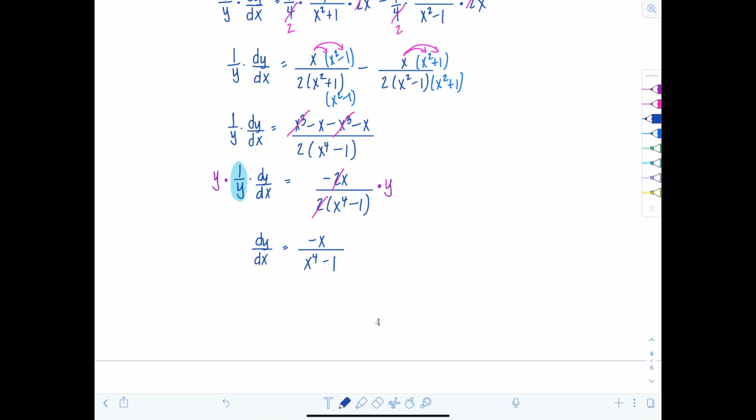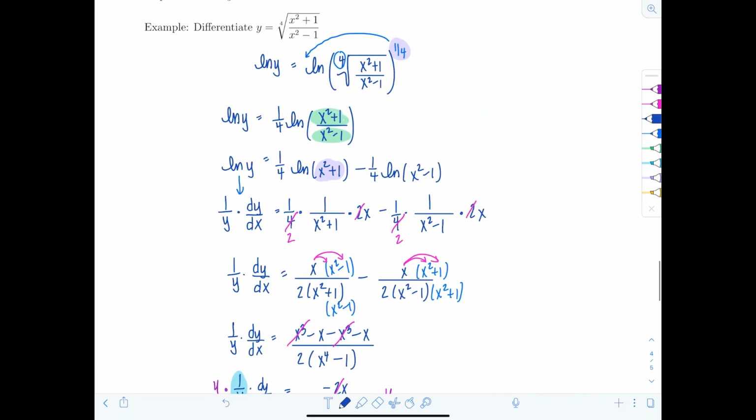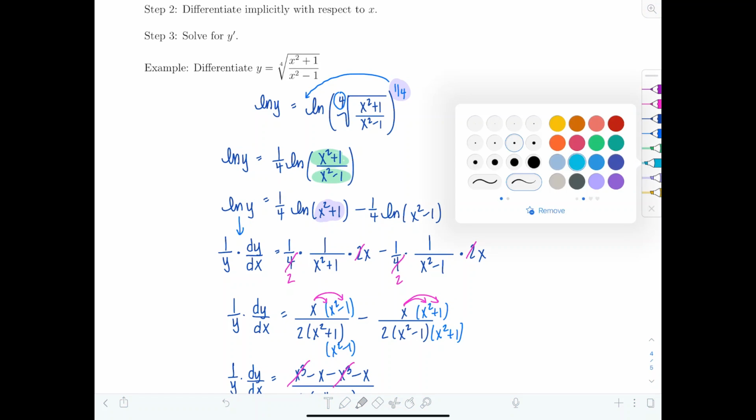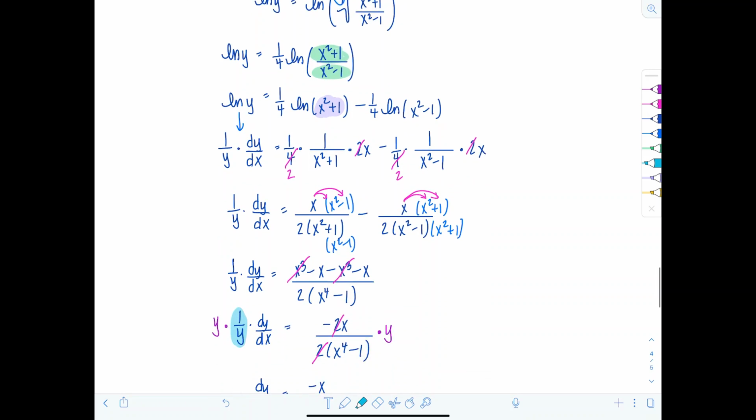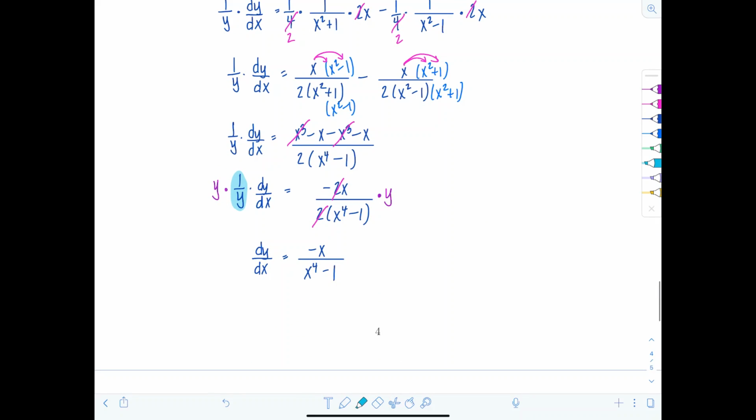No, you're not going to leave y in there. What do you do? Go back to the beginning. What was y equal to? y was equal to the 4th root of (x squared plus 1) over (x squared minus 1). That's what I'm going to write for y. Times 4th root of x squared plus 1 times x squared minus 1.